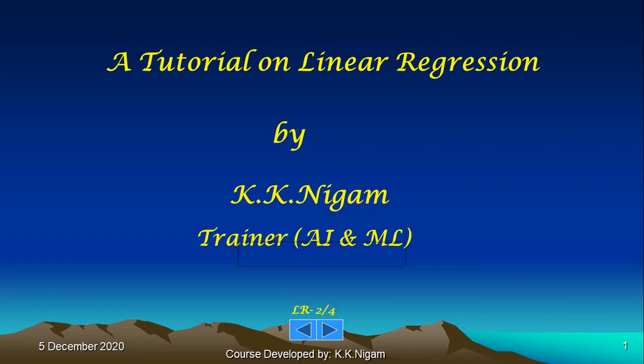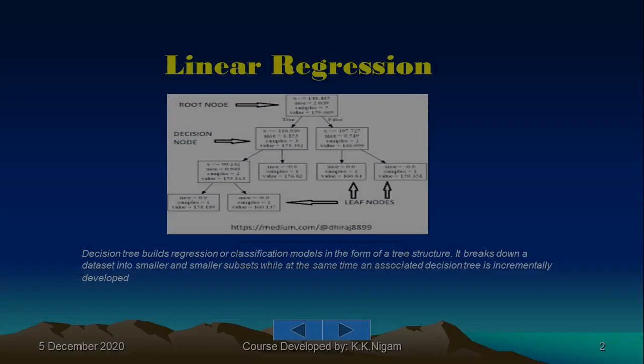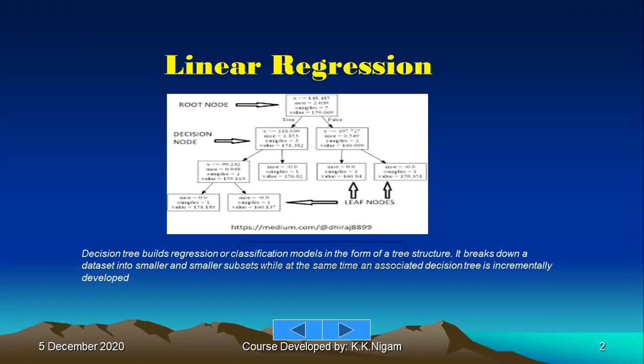So let's start with the second part of linear regression. Decision tree builds regression or classification models in the form of tree structure. It breaks down a dataset into smaller and smaller subsets, while at the same time an associated decision tree is incrementally developed. If you see the picture, it is an inverted tree. That is why the name given is tree. And you can draw your decisions from whatever outcomes are there.